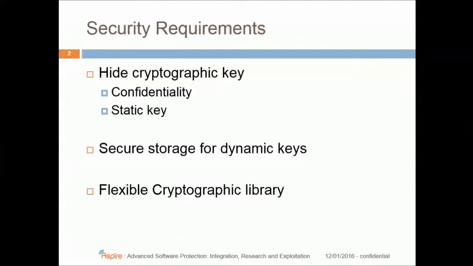This video introduces you to the diversified crypto protection implemented in the Aspire project. The security requirement of this diversified crypto library is confidentiality because a static cryptographic key is hidden within the library. This data obfuscation is done at compile time.